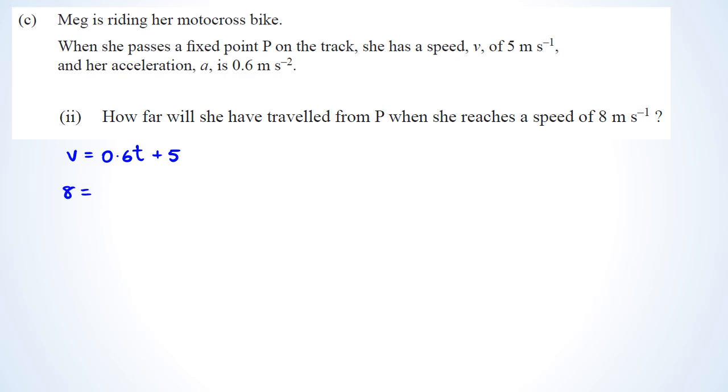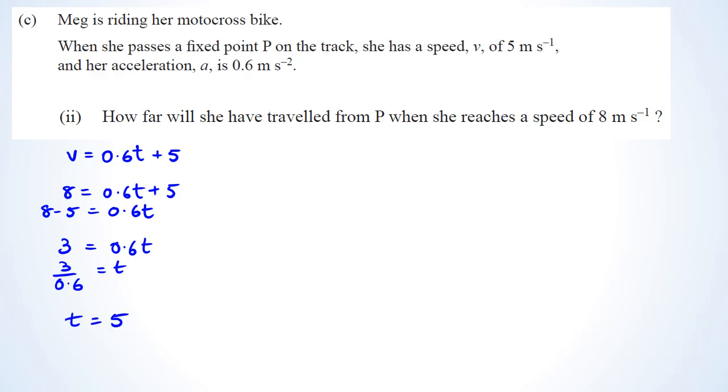So we've got 8 equals 0.6t plus 5, and 8 minus 5 equals 0.6t. 3 equals 0.6t, and 3 divided by 0.6 equals t. So t is equal to 5. Okay, so we've discovered that.